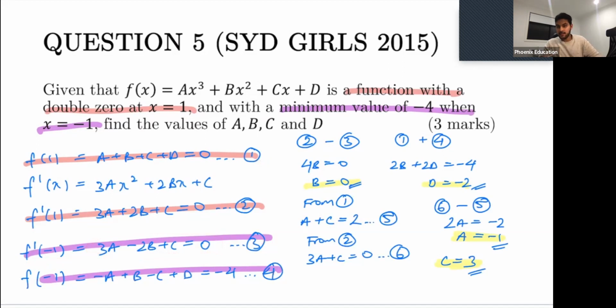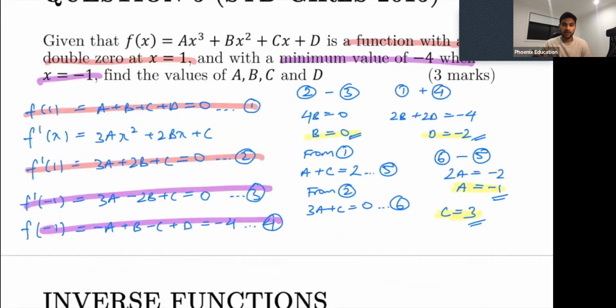The second difficult part of this question is to be able to solve these tactfully. If you have a look at equations 2 and 3, they're pretty much the same. So if you subtract those, you'll be able to work out b is equal to 0. And once you work that out, you can just tactfully select pairs of equations to work out the other solutions. So I'll leave this to you guys to do in your time after the session.